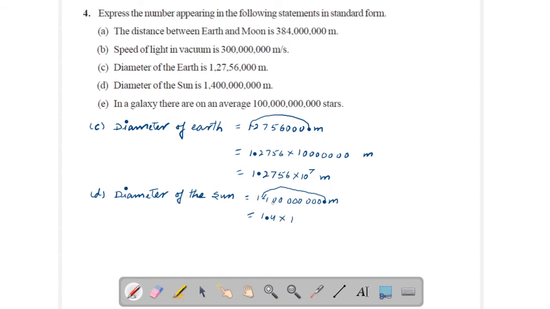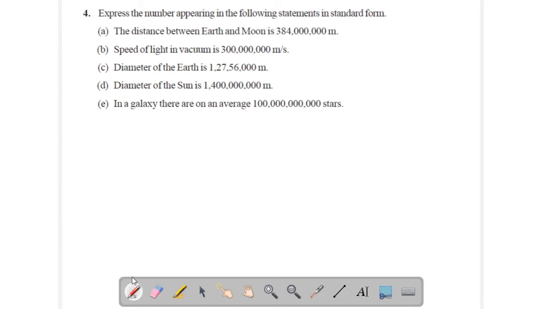How many digits are there? 1 2 3 4 5 6 7 8 9. Put 9 zeros, 9 meter. Now this can be written as 1.4 into 10 raised power. See how many zeros are there? 9. 10 raised power 9 meter. So this is your answer. Now come to E part.